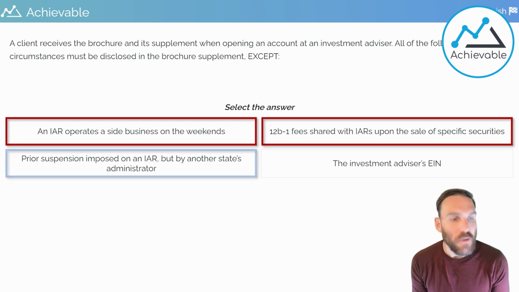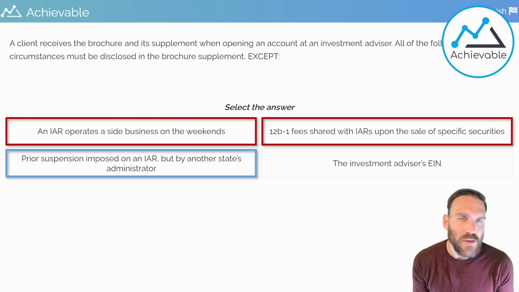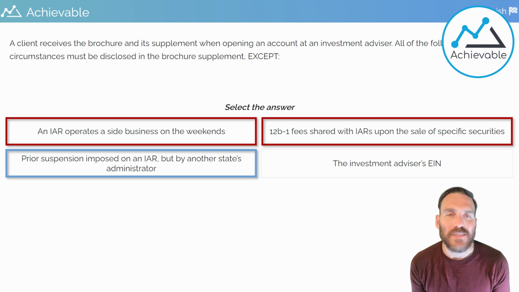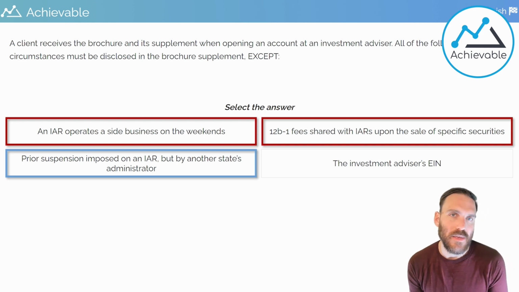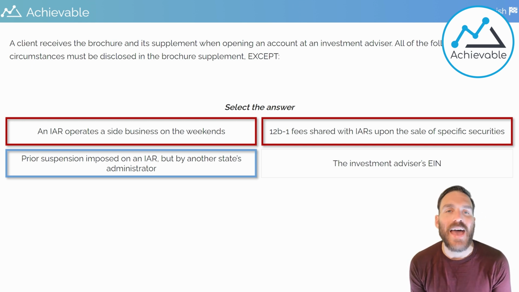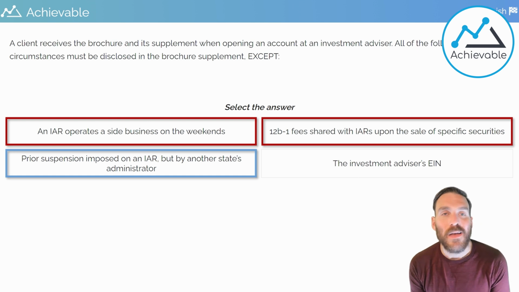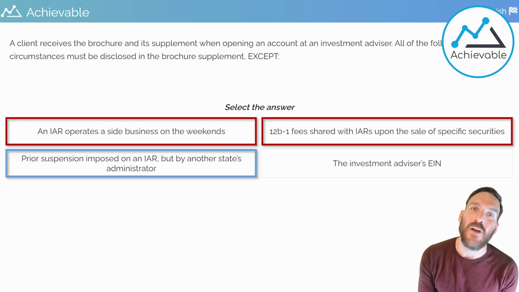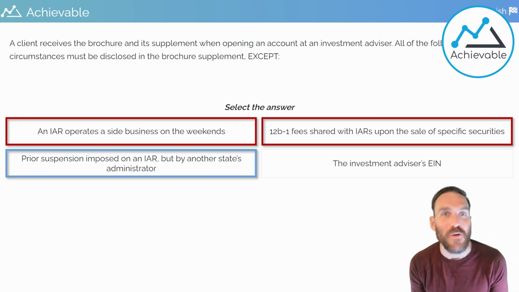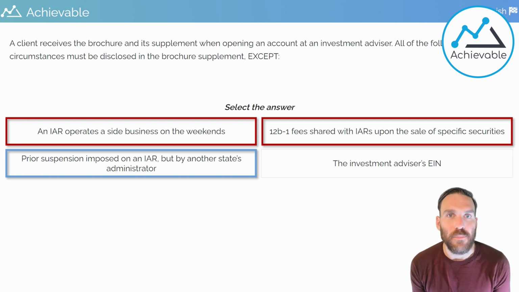Prior suspension imposed on an investment advisor representative, but by another state's administrator. Okay, we know that suspensions, revocations, criminal history, basically the disciplinary history related to the investment advisor representative has to be disclosed on this form. Maybe the only confusing part is it's from another state's administrator. But here's the thing, it doesn't matter. You could be in Florida and disclose how the Hawaii state administrator revoked your license. That would have to go on the brochure supplement.